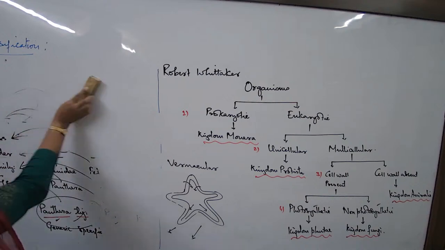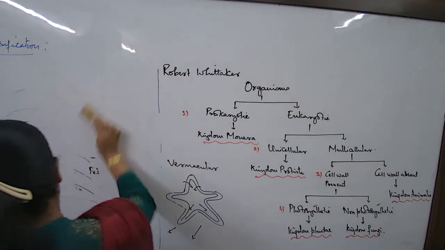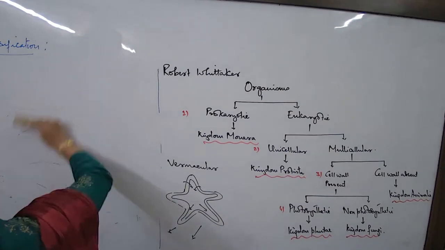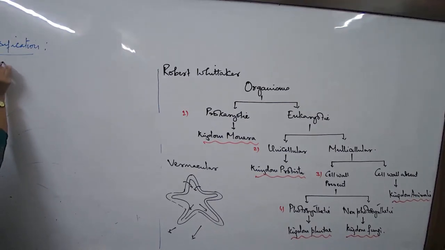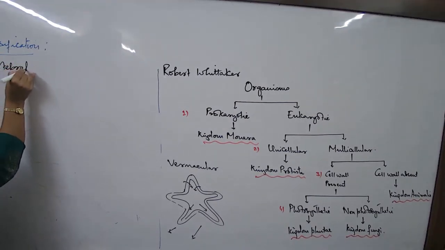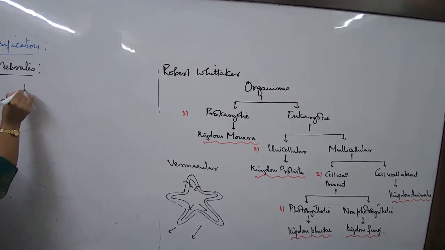Let us take this table. If you have this table with you, it's very easy for you to remember. Vertebrates, 5 groups only, and few characteristics only to study. I start with Pisces, the first group.